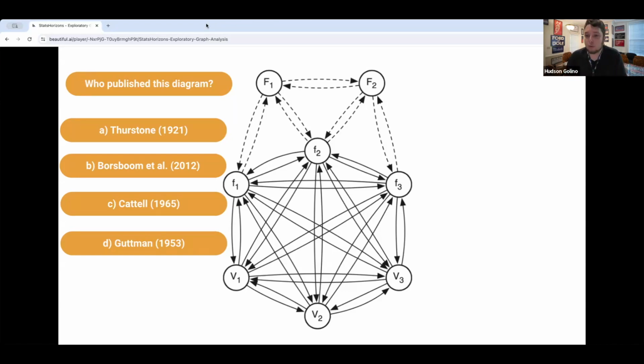So we have one vote for Louis Guttman. Faye is guessing Cattell. Another vote for Cattell. Another vote for Guttman. Another vote for Cattell. A vote for Thurstone. Nobody thinks it's Danny Boersma's group. I'm surprised. Yeah, so the correct response is Raymond Cattell in 1965.